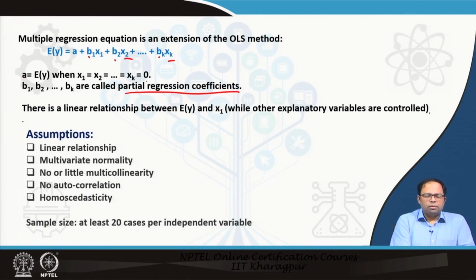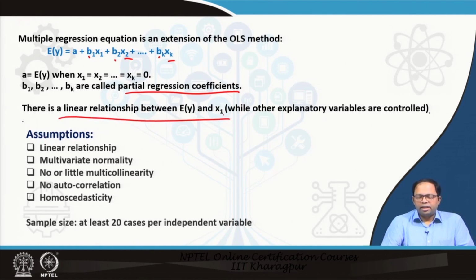That is why this intercept is there, and a equals E(y) when all the variables are 0. We assume there is a linear relationship between E(y) and x1 while the other explanatory variables are controlled. So, all these variables are linearly related when every other variable is held fixed. There are also some assumptions in linear regression. These are the basics of multiple linear regression, but in addition there are certain more assumptions that we need to be careful about when we do multiple linear regression.